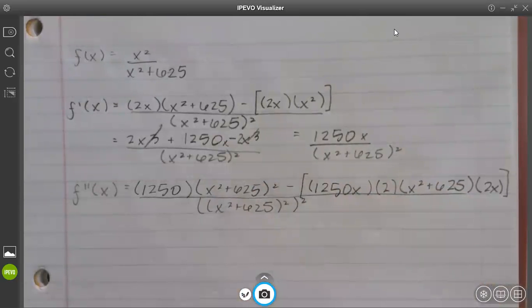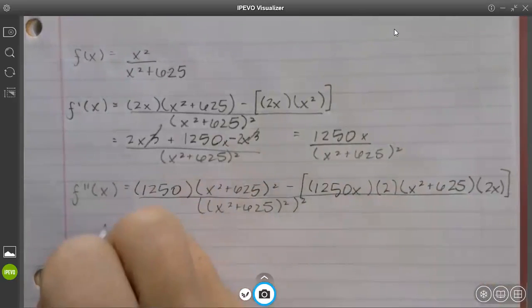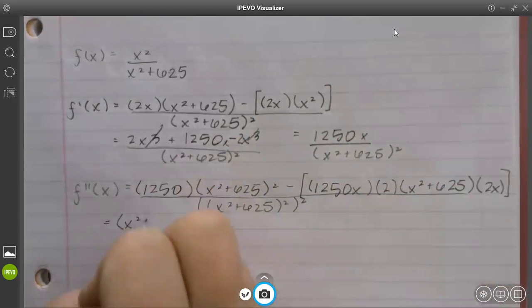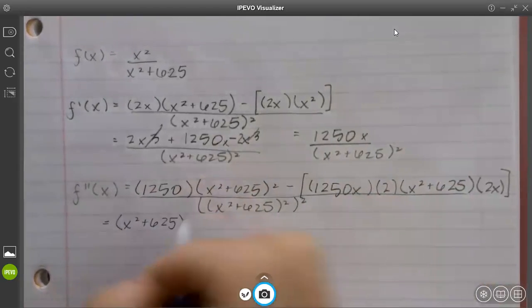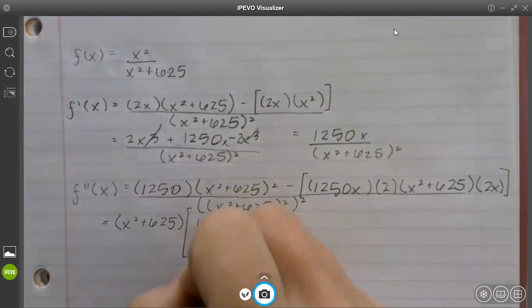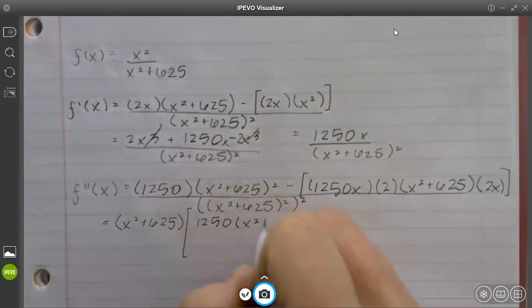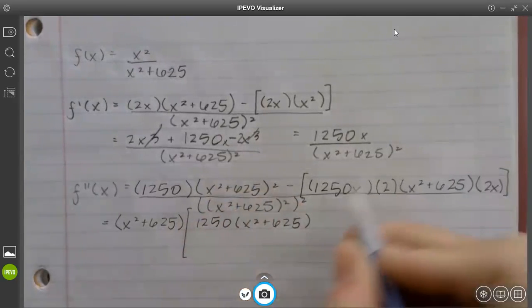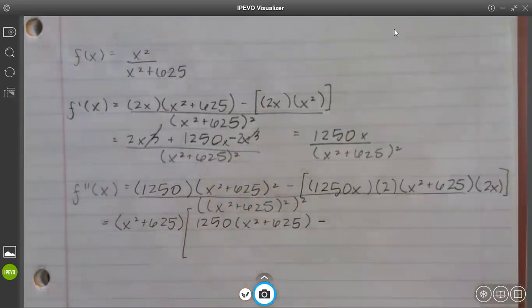That's what I would do while I'm doing the simplification, so everything all at the same time. I'm going to show you that, but I don't typically write it for you guys. I'm going to take out the x squared plus 625, which will give me 1250 times x squared plus 625 minus 1250 times 4. I don't have a calculator. Somebody tell me what that is. I don't even have my derivative right on my paper.